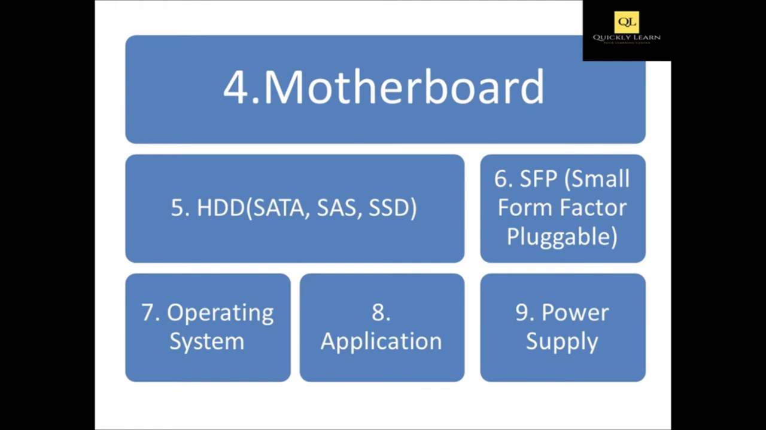Now the seventh component is the operating system. In every storage box, you'll find its own operating system. If we take the example of EMC VNX, it has a block operating environment. There was an old storage box, EMC Clariion, in which we used to get the EMC FLARE operating system. So it has its own inbuilt operating system to manage storage operations.